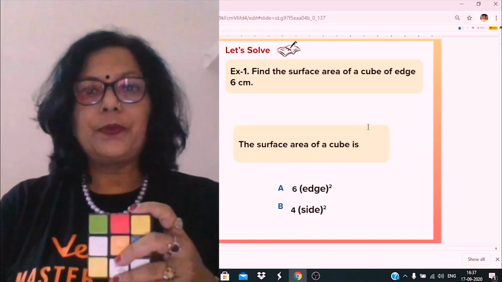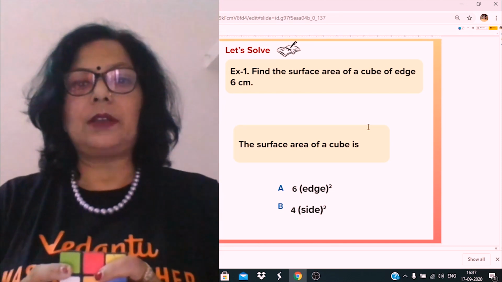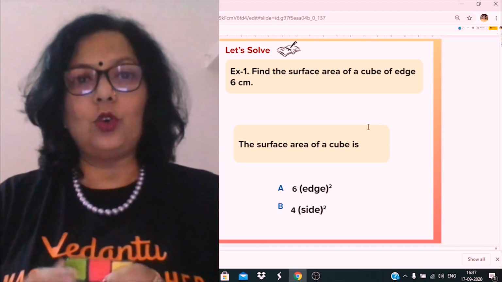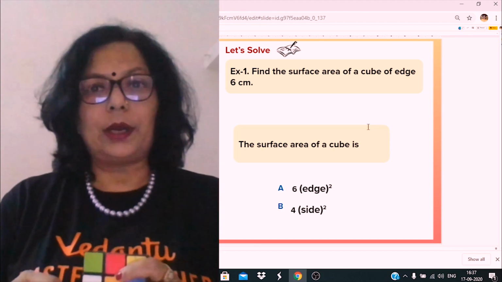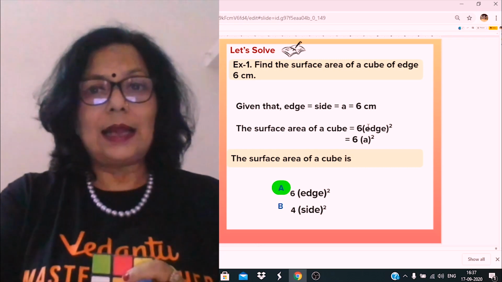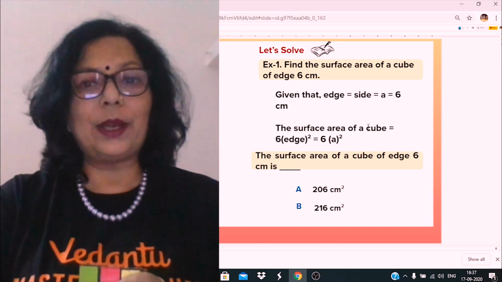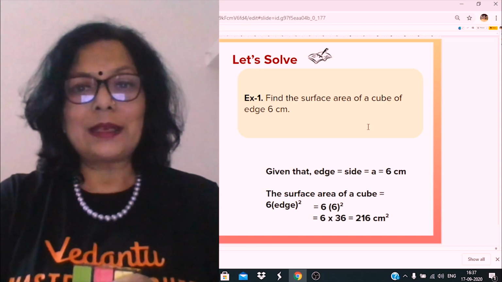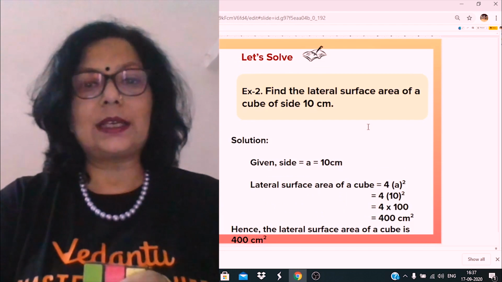Now let's solve. Find the surface area of a cube of edge 6 centimeters. Come on, calculate all of you. Surface area of a cube will be what? 6 into edge ka square. Yes. And 6 into edge ka square is 6 into 6 into 6. So what will be your answer? 206 or 216? You know, 6 into 6 into 6. It will be 216 will be the answer.